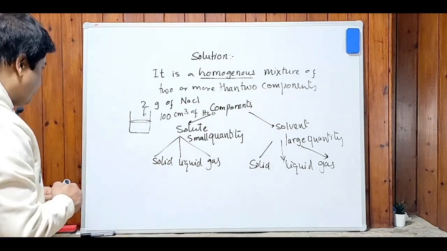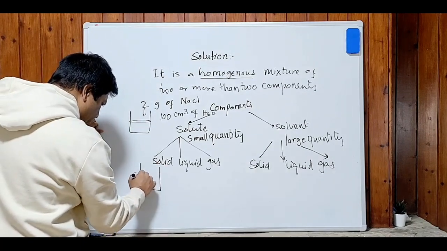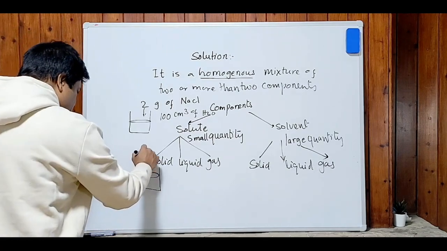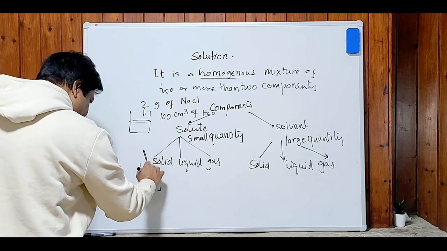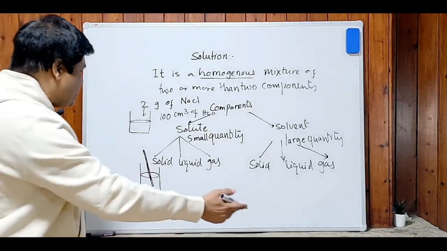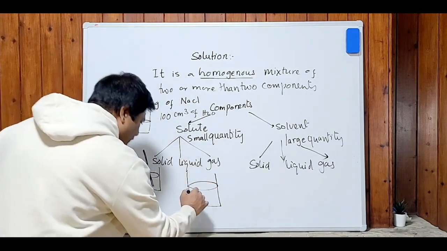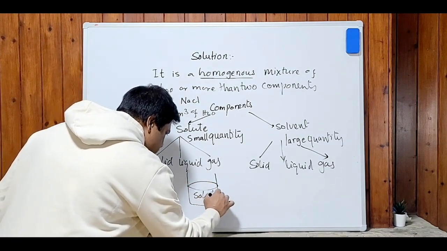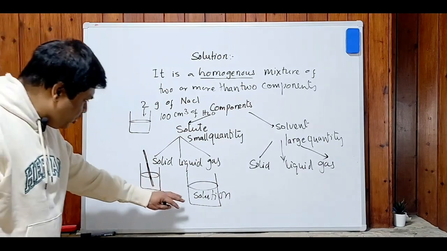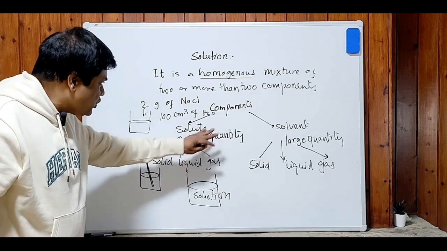Now the homogeneous mixture. I want to dissolve 2 grams of NaCl in 100 cm³ of water, use the stirrer and stir it. What happened, guys, when you stir it? Obviously 2 grams of NaCl dissolve in 100 cm³ of water. So I have a solution here. You can't say solvent and you can't say solute. When you look at the solution carefully, you cannot differentiate solute and the solvent.